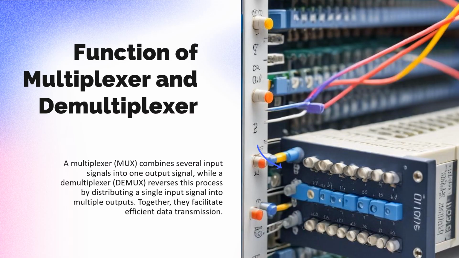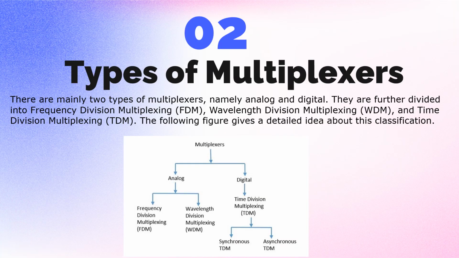In the next slide, we can see function of multiplexer and demultiplexer. So a multiplexer combines several input signals into one output signal, while a demultiplexer reverses this process by distributing a single input signal into multiple outputs. Together they facilitate efficient data transmission. We have read it earlier. So now I'm gonna jump to the next slide.